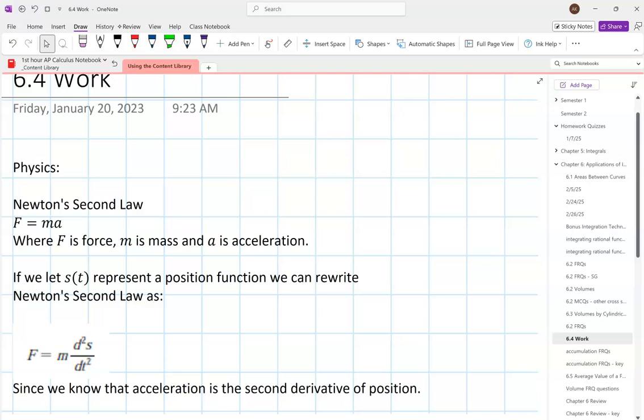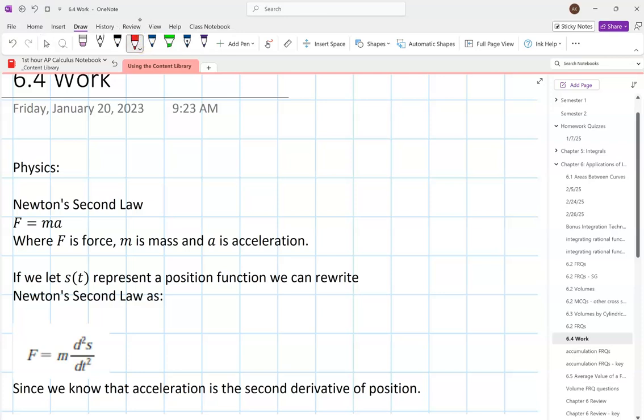But I'm also going to do some examples of thinking about integration as a general accumulation function, which is what we're doing here, but it's just a more broad application rather than specifically this physics application.